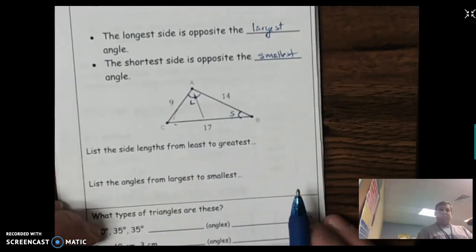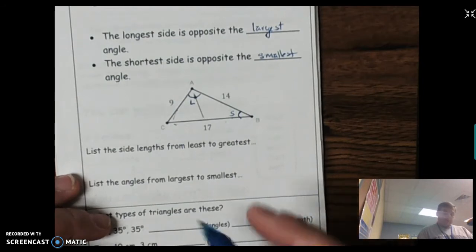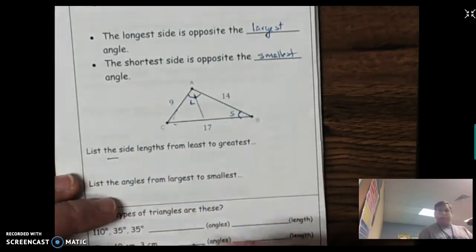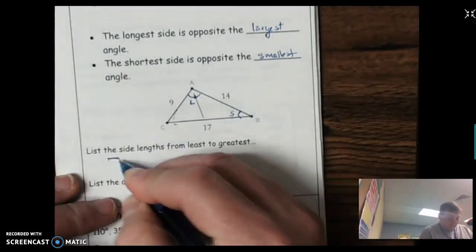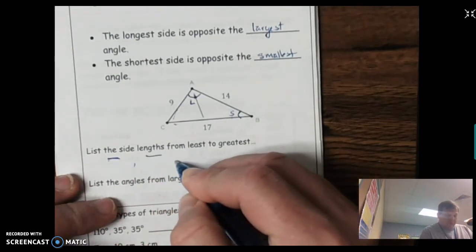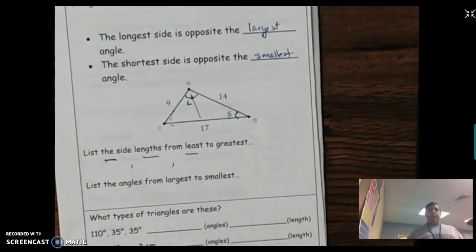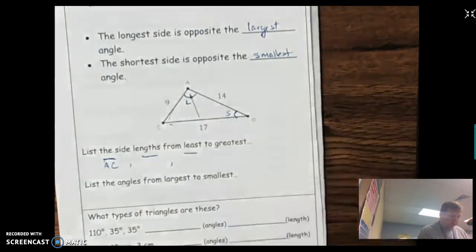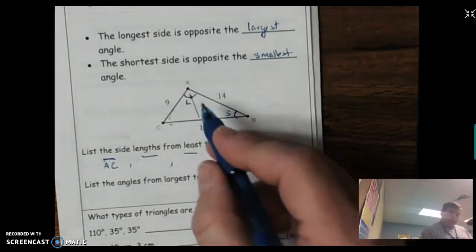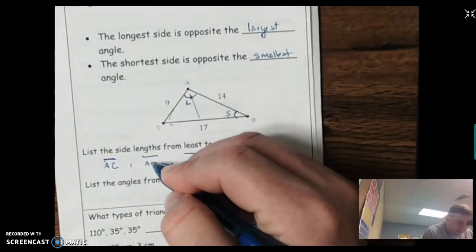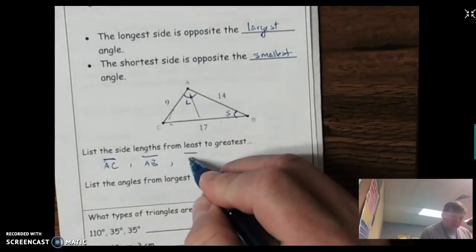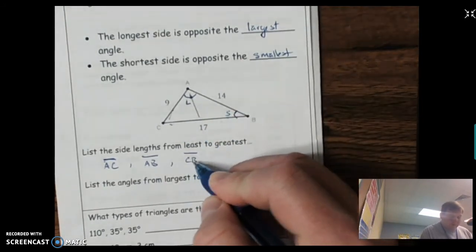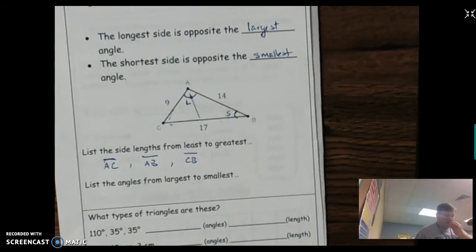Okay, list the side lengths from least to greatest. So we're going to list our side lengths as line segments. So I'm going to have 3 line segments. My first line segment from least is 9, so I'm going to put AC or CA. Either one, it doesn't matter which way you write it. Then I'm going to put AB because 14 is the middle. And then I'm going to put CB because 17 is my largest.